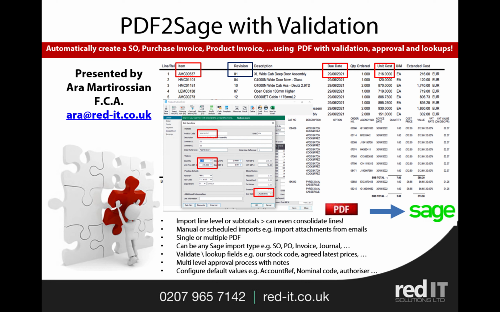So for example, if the supplier has sent you a purchase order with their product code, you can automatically change that to your own stock codes. You can check that the price they've put on the purchase order is accurate before importing it into Sage. The system also has the capability of having approvals, including notes, so that things can be approved before they're imported into Sage. You can also set up defaults, so you can say what account reference or nominal code to use based on who has sent you the PDF and so on. So let's look at this in action.